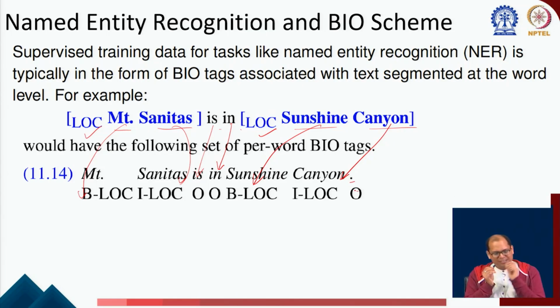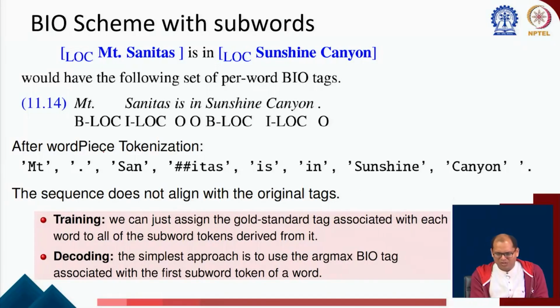But now this becomes a bit problematic with subword tokens, because now we are using BPE. So it may happen that these are my subwords. After word piece tokenization, for example, I may have M.T. and dot as 2 different tokens, and Sanitas as San and Itas, 2 different tokens. So you see, this is not the same sequence as here. So what will I do? I have to decide what to do at the training time and the decoding time.